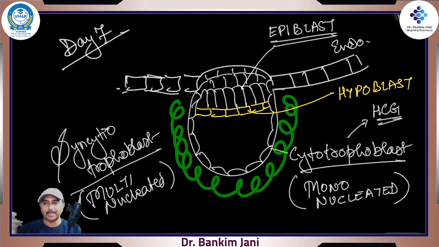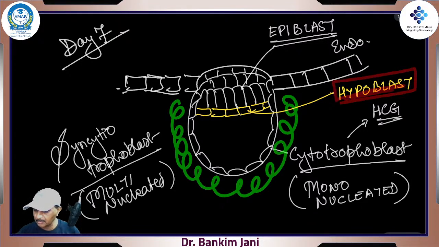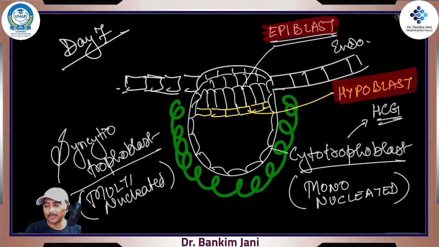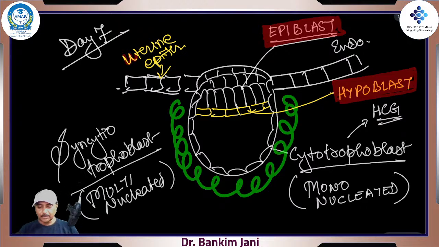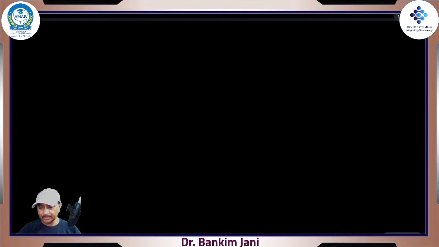The hypoblast would be extra embryonic. Just remember this part. And the epiblast will lead to the formation of the amniotic cavity. We'll see this. So far, this is the uterine epithelium, and it is now entering inside. Two layers are already ready. The same thing now changes to this.